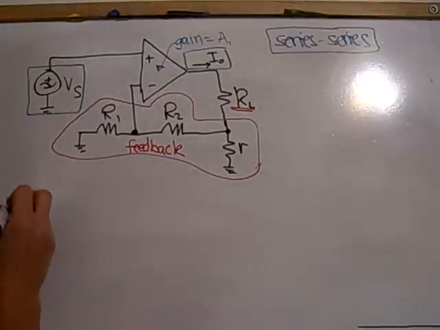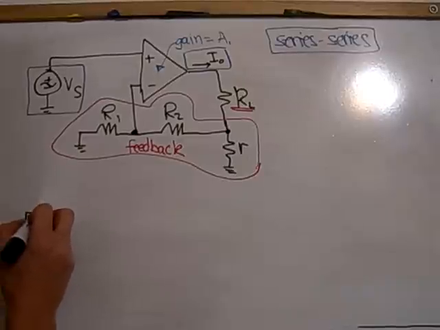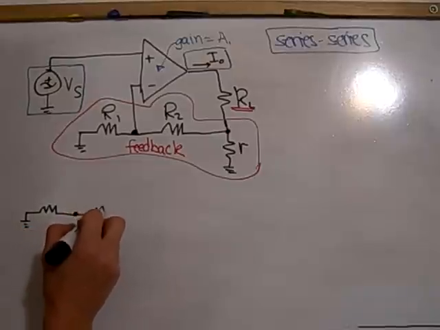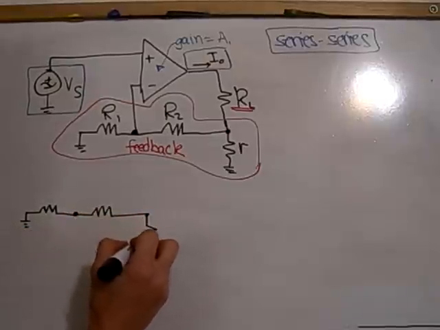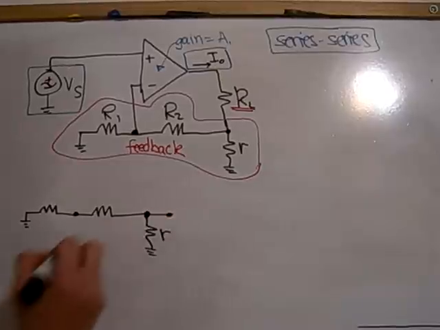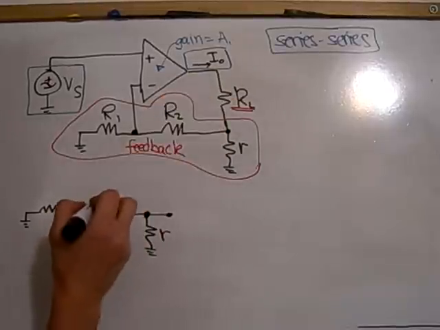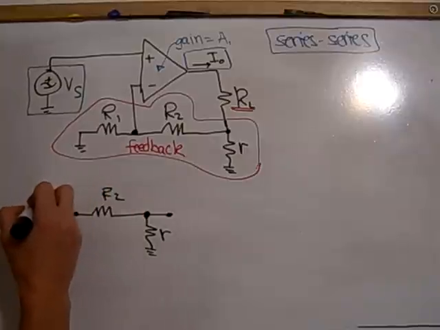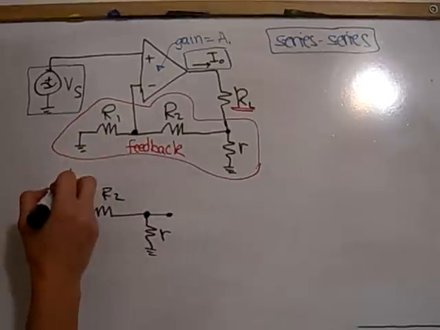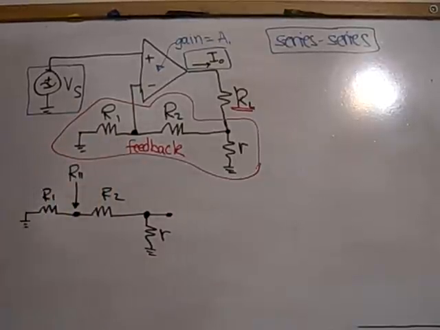So I'm going to redraw this feedback portion. And I look at where it connects back into the circuit, and that's the location for my R11 and my R22. So at this location is where it connects to the rest of it. And at this location is where it connects into the input. So this is where I'm going to locate R11.